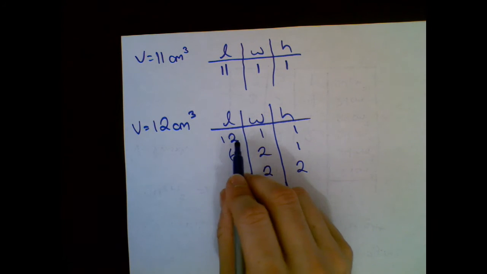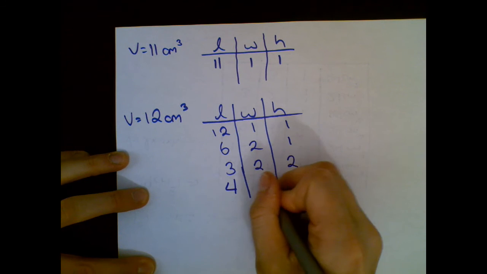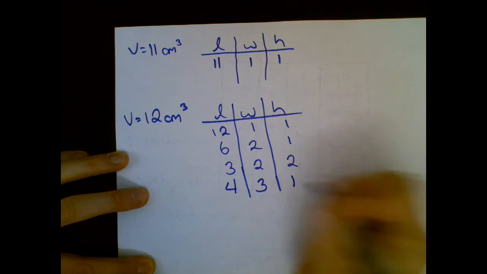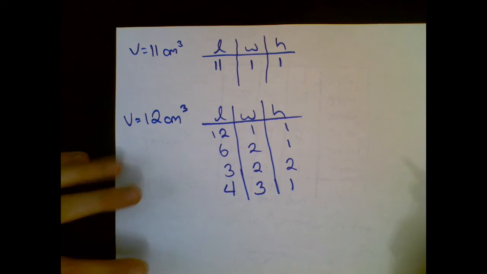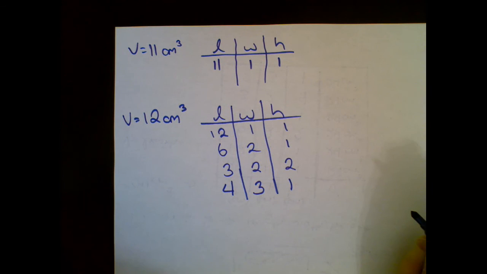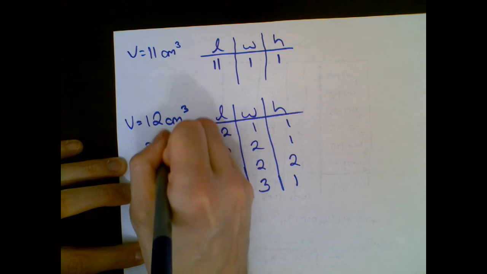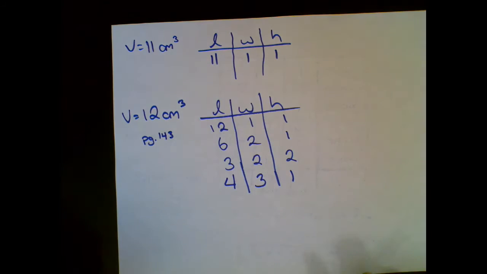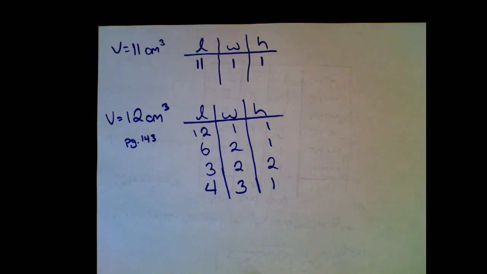But I can split 12 a different way. I could go 4 by 3 by 1, because 4 times 3 is 12, times 1 is still 12. So there's 4 different rectangles. And on page 143, that's where this example is, you can see what the 4 different rectangular prisms actually look like. So it's a fairly easy lesson. It's just a matter of using multiplication to figure out what multiplies up to a particular value.